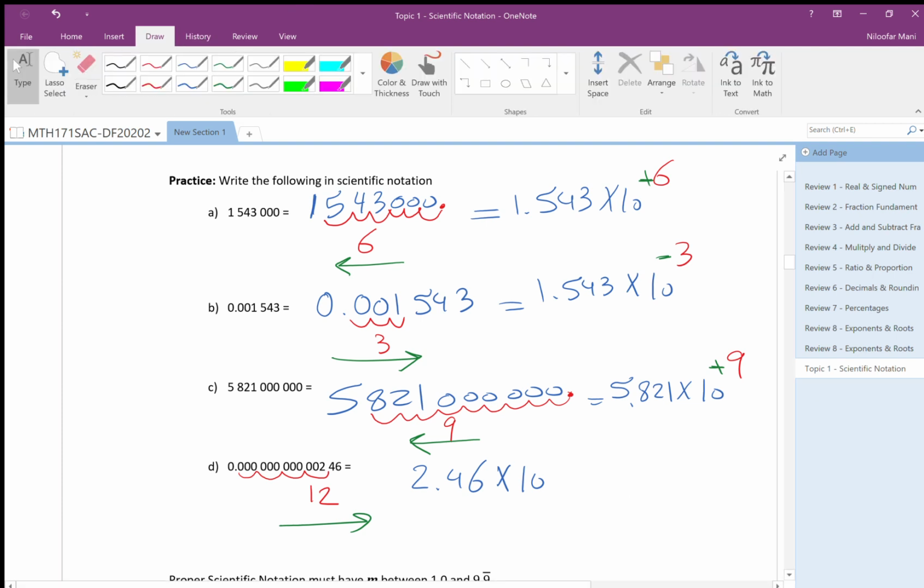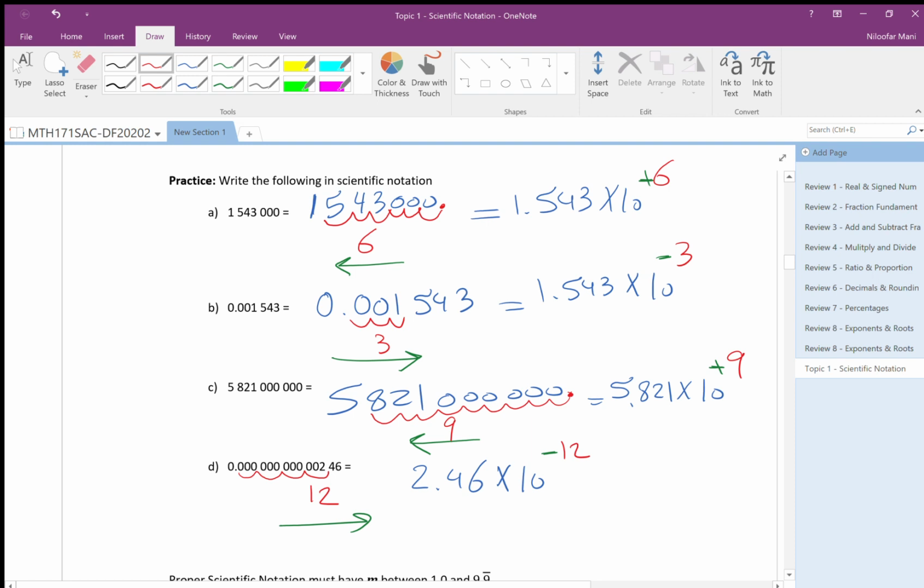No. Okay, so yeah, I do 12 moves for the decimal to the right. I said if I go right, it's negative. Okay, the power is negative. So negative, and how many? 12.